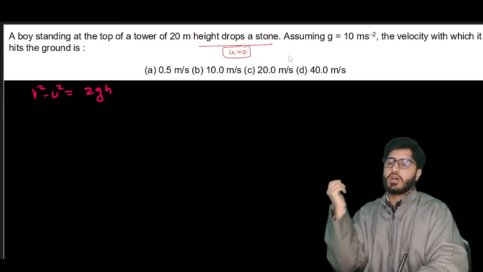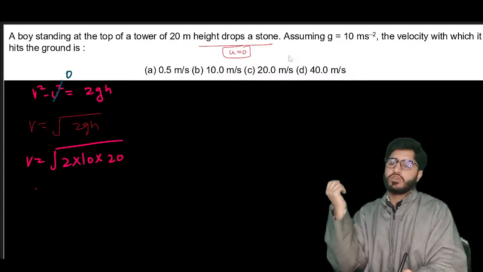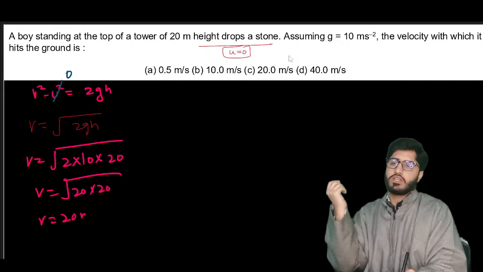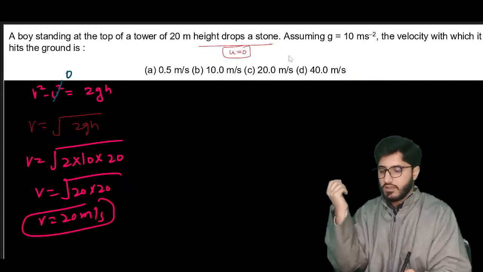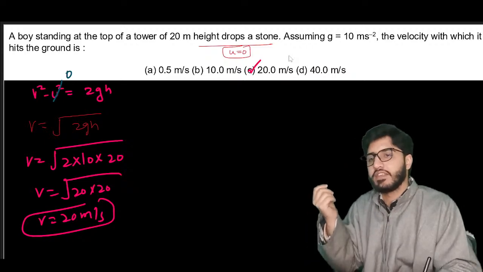So look now, initially u is 0. So what can I write now? v square, so v came out to be under root of 2gh. Here g is 10 and height h is 20. So v came out to be 20 meters per second. That is option number C.